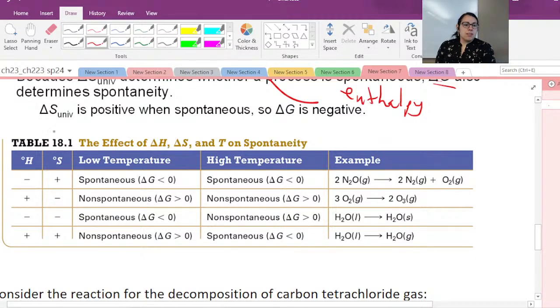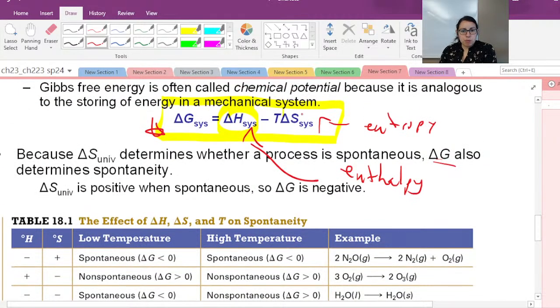Looking at this, we have our change in enthalpy is negative, so that's an exothermic reaction, and then entropy is increasing. And so this is telling us that at low temperature, this is going to be spontaneous. And then it's also going to be spontaneous at high temperature with these conditions, and you can think about plugging it into that equation.